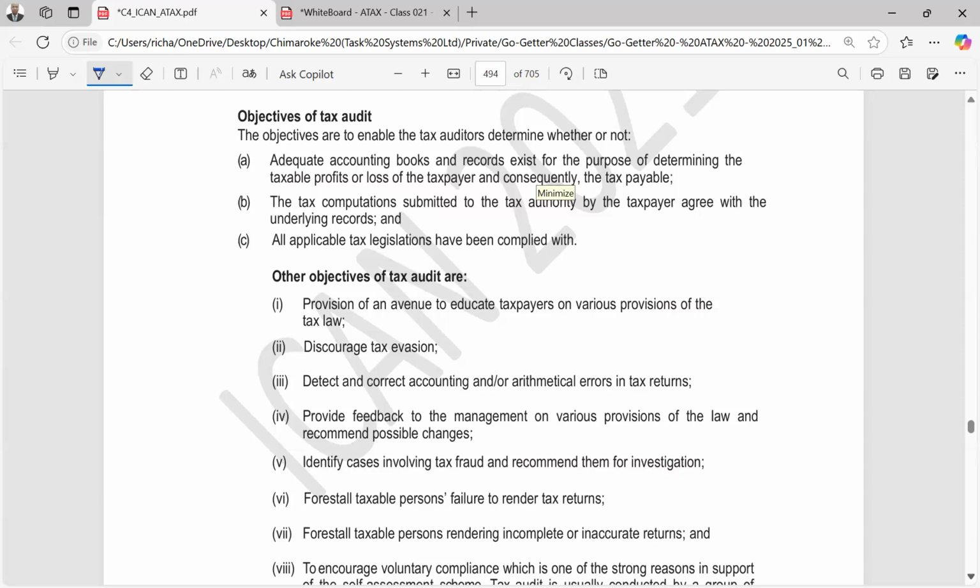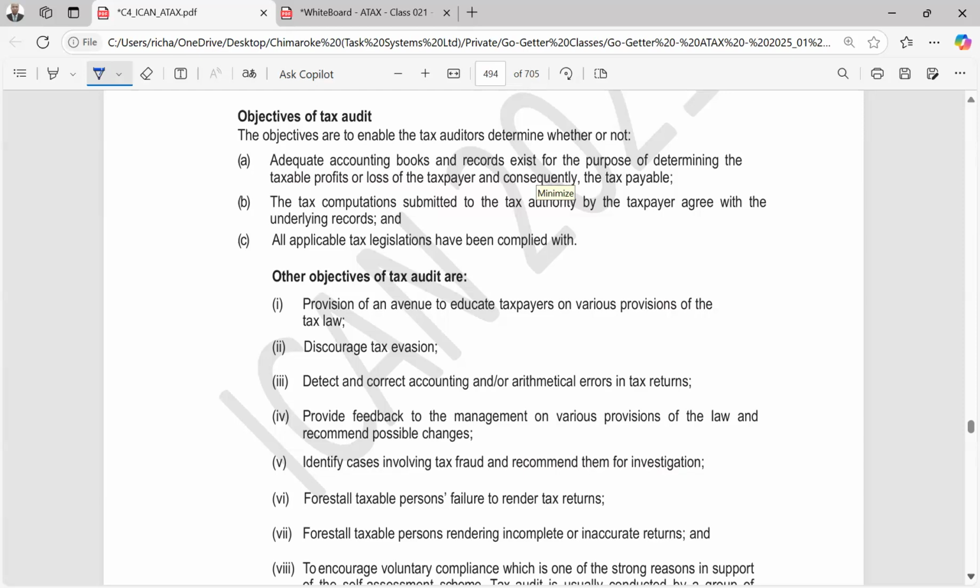Okay. Then it also reviews various provisions of the law and recommends possible change. Sometimes tax audits will lead to tax investigation or tax fraud. And so when they check in audits, they might find something criminal, something fraudulent, and they will recommend that investigation be done.